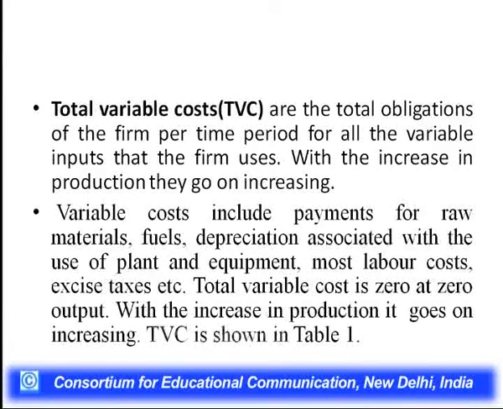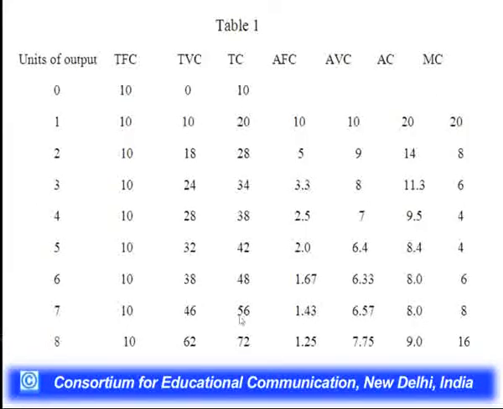Variable costs include payments for raw materials, fuels, depreciation associated with the use of plant and equipment, most labor costs, excise taxes, etc. Total variable cost is 0 at 0 output. With increase in production, it goes on increasing. TVC is also shown in table 1.